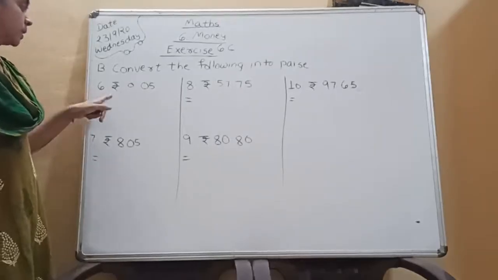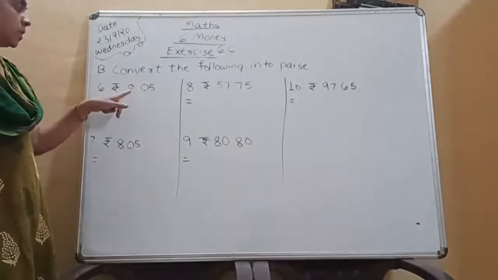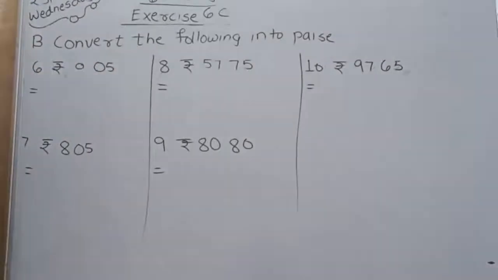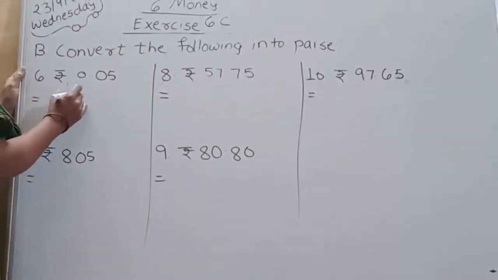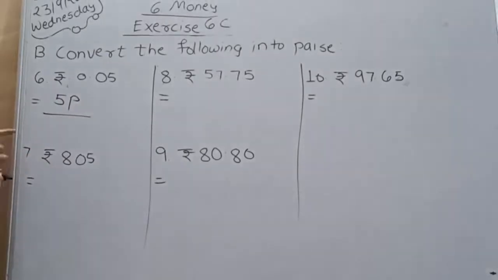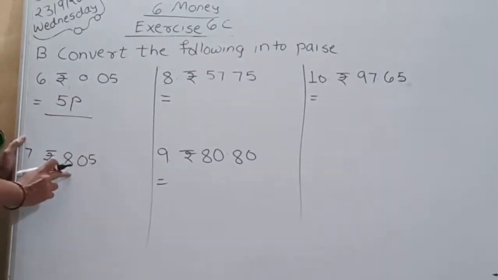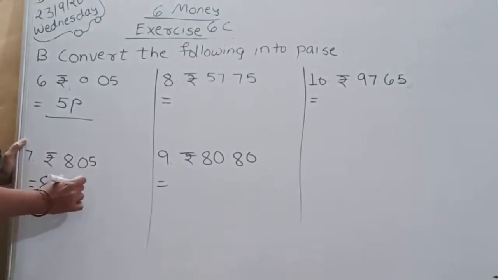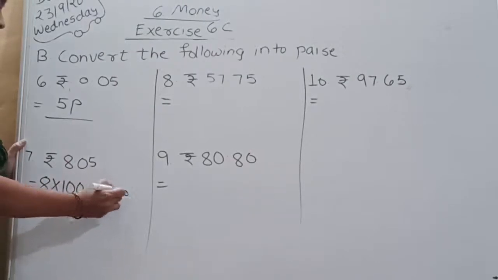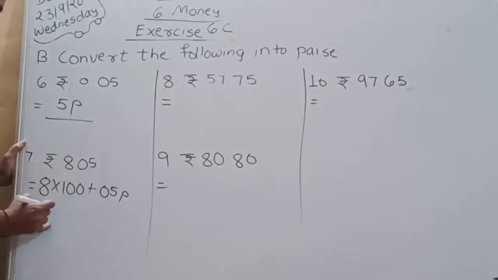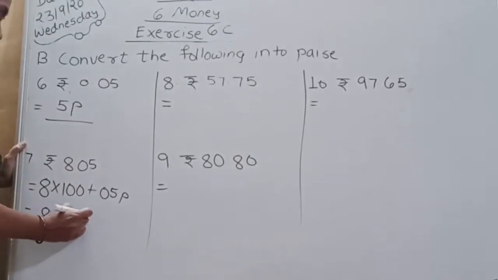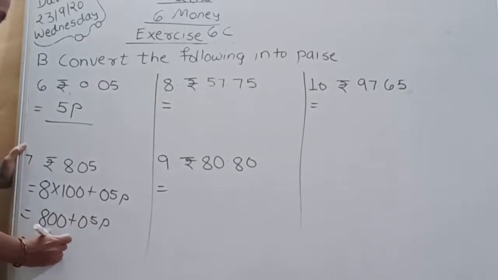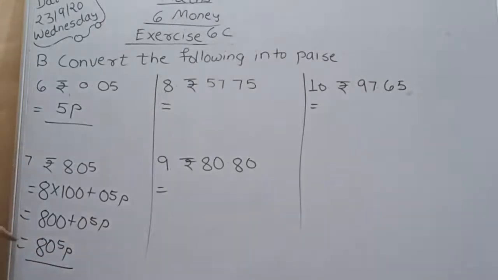Now see sixth example, rupees 0.05. So here rupees is not given, only 5 paise is given. So directly you write down answer 5 paise. Okay, now see seventh example, rupees 8.05. Here 8 rupees is given. So what we can write here? 8 multiplied by 100 plus 5 paise. 100 multiplied by 8, 800. 800 plus 5 paise. How much? 805 paise. So in this way you write down in your notebook.